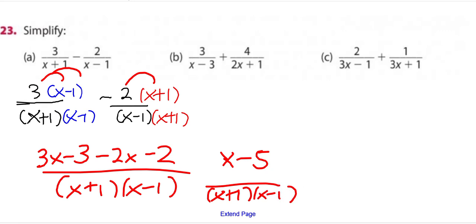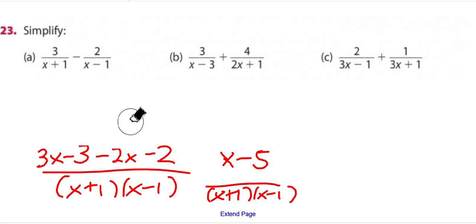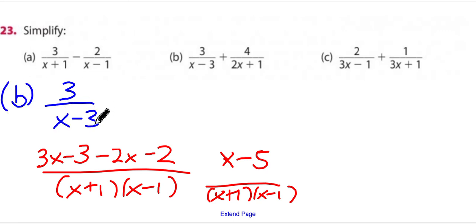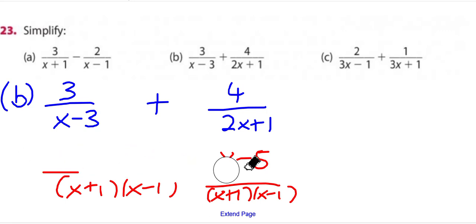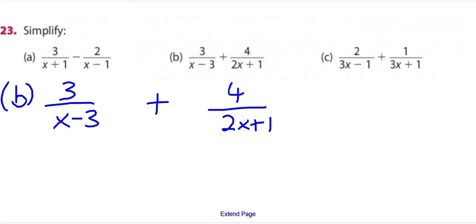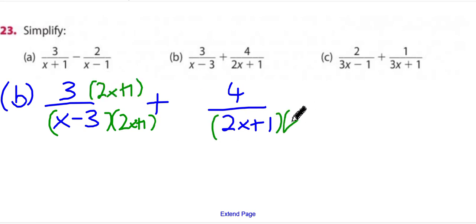Now you guys are on B and C. Option B. Same thing again. Gotta make both bottoms the same. 2x plus 1 here. 2x plus 1 here. And x minus 3 over here. And x minus 3 over here. And then you can finish.